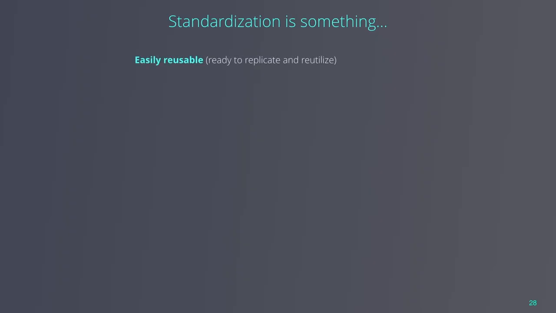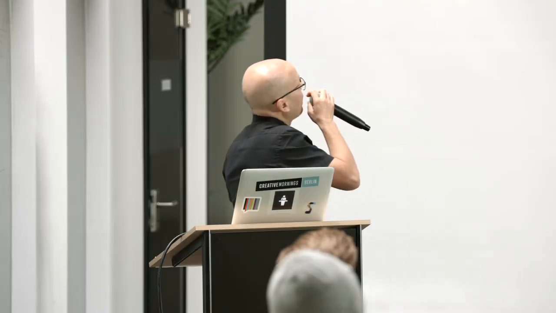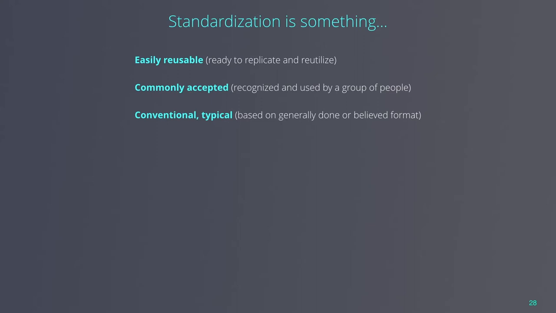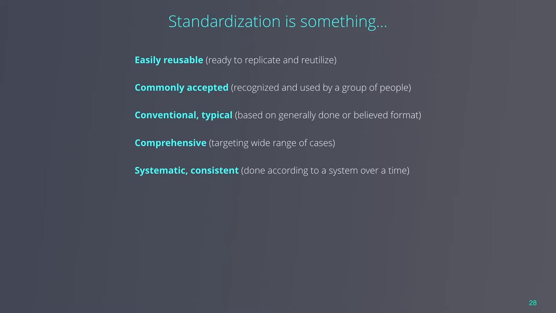And I can tell that standardization is something more complex, and it follows a number of parameters. The first of them is easily reusable, meaning standardization or standard, ready to replicate and reutilize. It's commonly accepted and recognized by a group of people. It is conventional or typical, generally based on a believed format. It is comprehensive as it's targeting a couple of use cases, systematic and consistent, and it's done according to a system over a long period of time. It is also fundamental, based on a template or a pattern. It is timeless, meaning it's standing the test of now and future time.